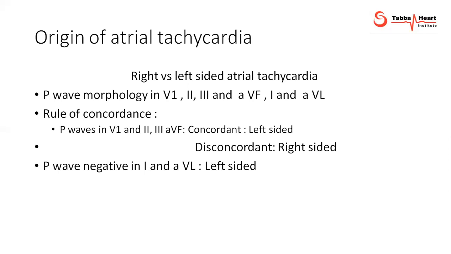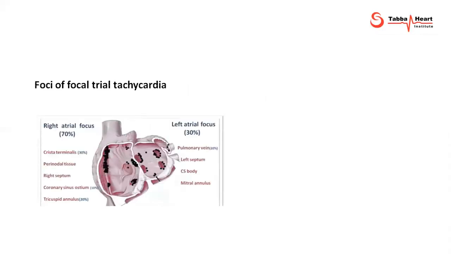Negative AVL is usually a left-sided tachycardia, right? So that is the only thing that you can comment on regarding the origin, and that will tell you some more about the patient's tachycardia, but history comes in handy, right? So when you talk about atrial tachycardia, obviously focal atrial tachycardia can have only so many areas of origin.